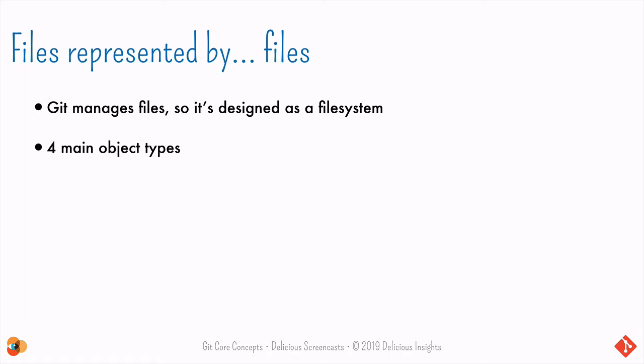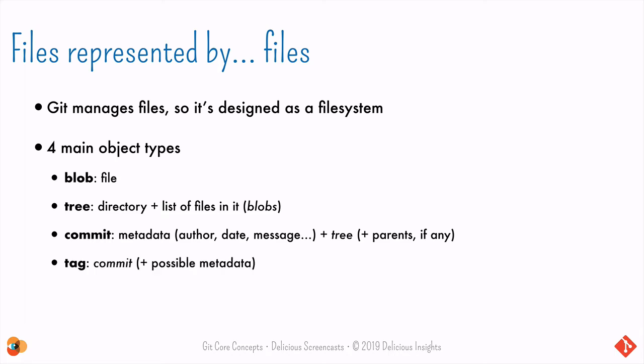A Git repo has four main object types. At the lowest level are files, represented by objects called blobs, a common computer term that stands for binary large objects. Every non-empty directory is represented by a tree object that describes the blobs and trees it contains. Then come the higher level objects, commits and tags that shape our history graphs and its metadata, descriptive information such as the commit's message, date, author, committer, etc.